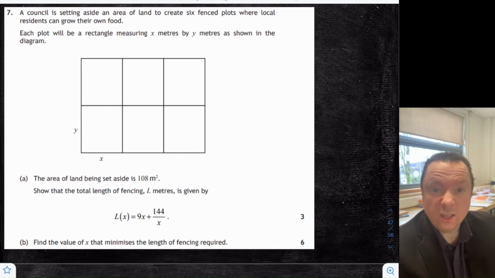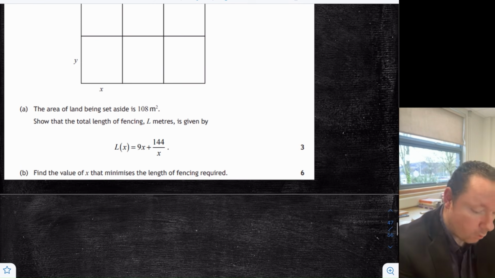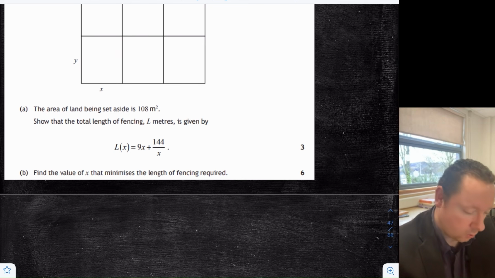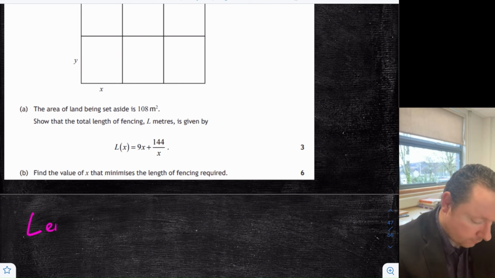So let's start working on the length first of all. And then we'll probably have to use the area to change our y to an x, because this thing's only got x's in it. So our total length.